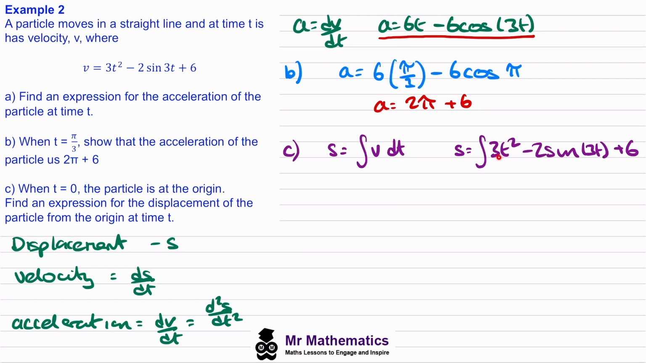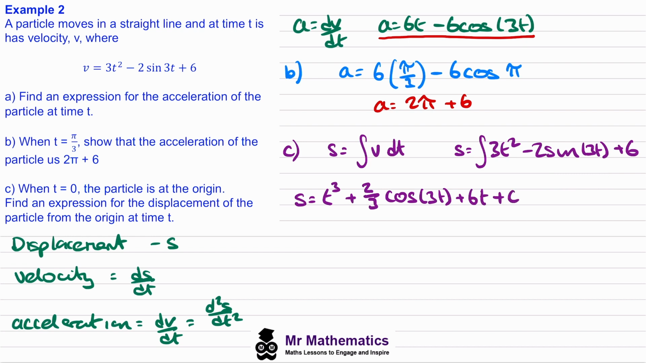When we integrate 3t squared, we get 3t cubed over 3, which will simplify to make t cubed. When we integrate sine 3t, we get negative 1/3 cos 3t. This negative and this negative will cancel. So we've got positive 2 over 3 cos 3t. When we integrate the 6, we get 6t plus the constant.